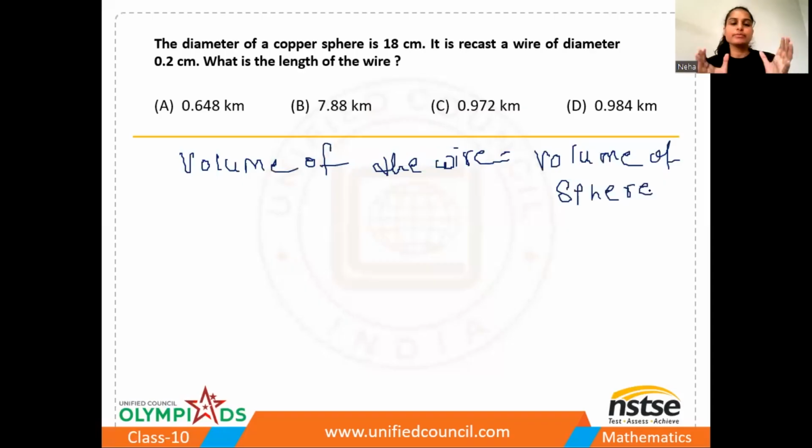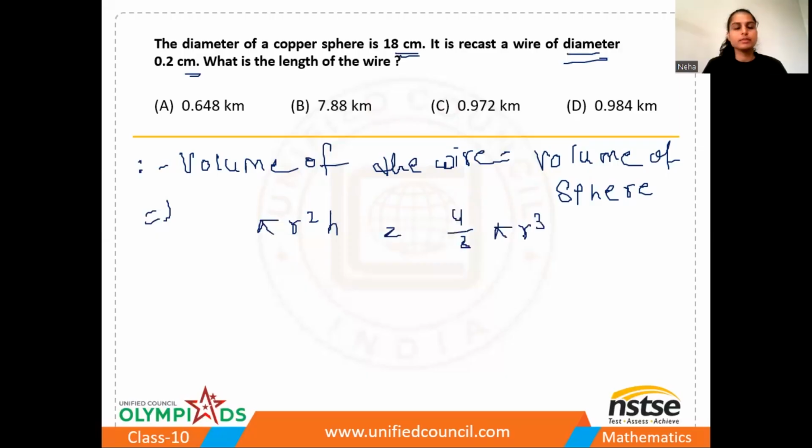So first of all, when you see this question, just write the result which is given in the question. The diameter of the copper sphere is 18 centimeters and we are recasting it into a wire of diameter 0.2 centimeter. So it simply means that the volume of the given wire is equal to the volume of the sphere, right? The volume of the wire is pi r square h, and the volume of the sphere is 4 by 3 pi r cube.